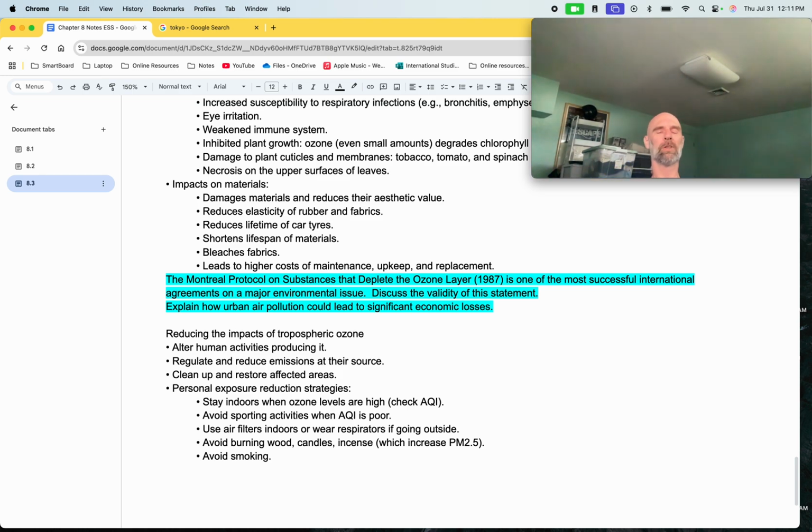Talk about some of the alternatives that we're now using, like HFCs. Talk about the good with them. Talk about the bad. Talk about how the Montreal Protocol was the first international agreement where we got people all together to work together globally, and how that led to other things like the Kyoto Agreement or the Paris Accords. So, talk about the successes.